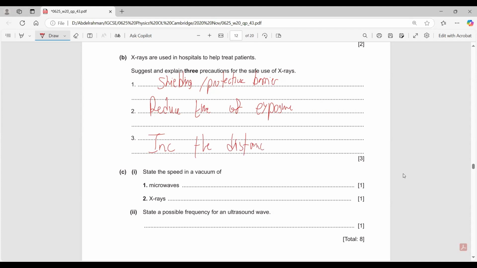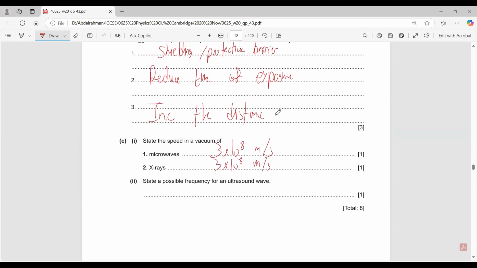State the speed in vacuum of microwaves and X-rays. It's the same speed basically, which is 3 times 10 to the power of 8 meters per second.